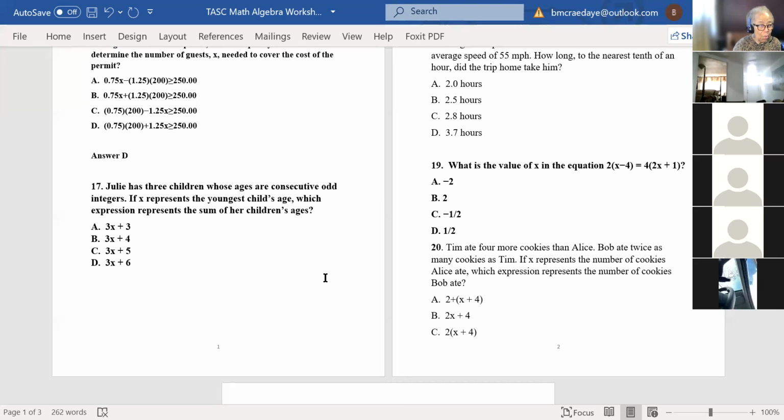Yeah. So if X equals the youngest child's age, okay, that's X. Maureen, what would be the next child's age?